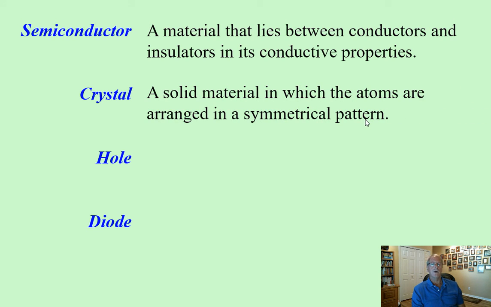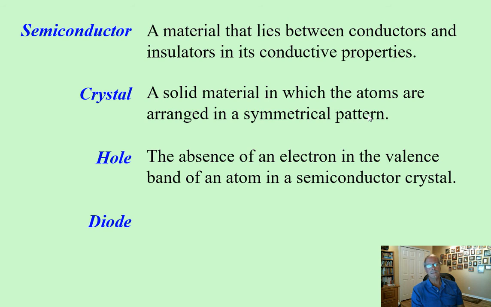A crystal, we haven't talked about that. A crystal is a homogeneous structure. All of the atoms are arranged in a symmetrical pattern. We talk about crystals, I think, later on in the course. They're used for generating resonant frequencies, not fixed frequencies. They resonate at a very specific frequency, so they're used for microprocessors and things like that.